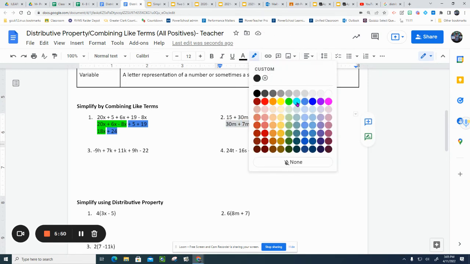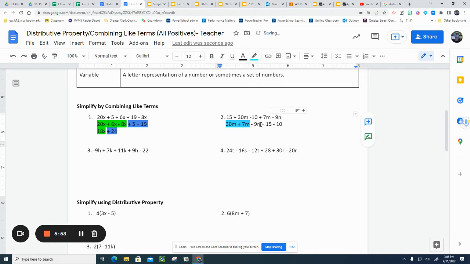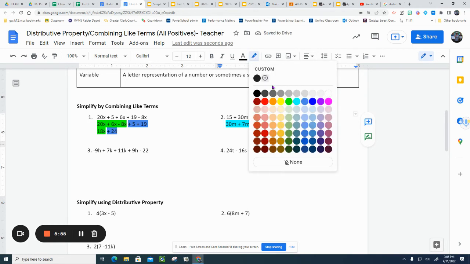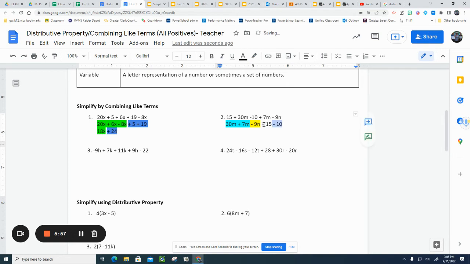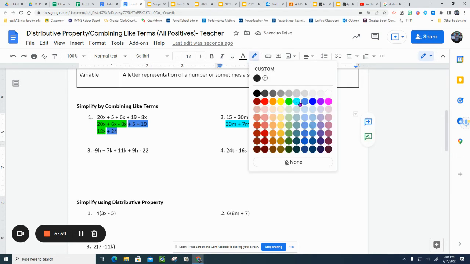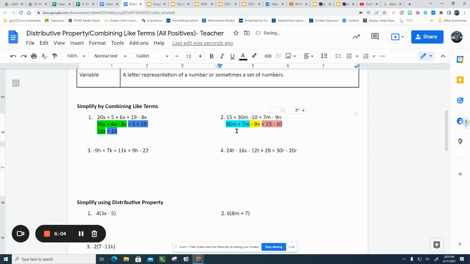So let's see if I can make some color coding for you so that you see the 9n does not have any other common terms. And now I'm just going to add them. 30m and 7 more m's makes 37m. The 9n just stays 9n. And then your 15 minus 10 will end up being plus 5.